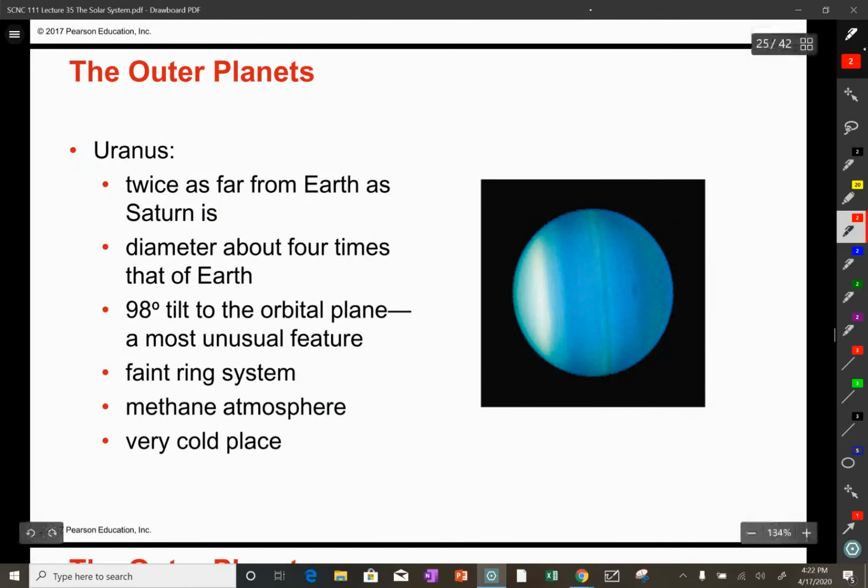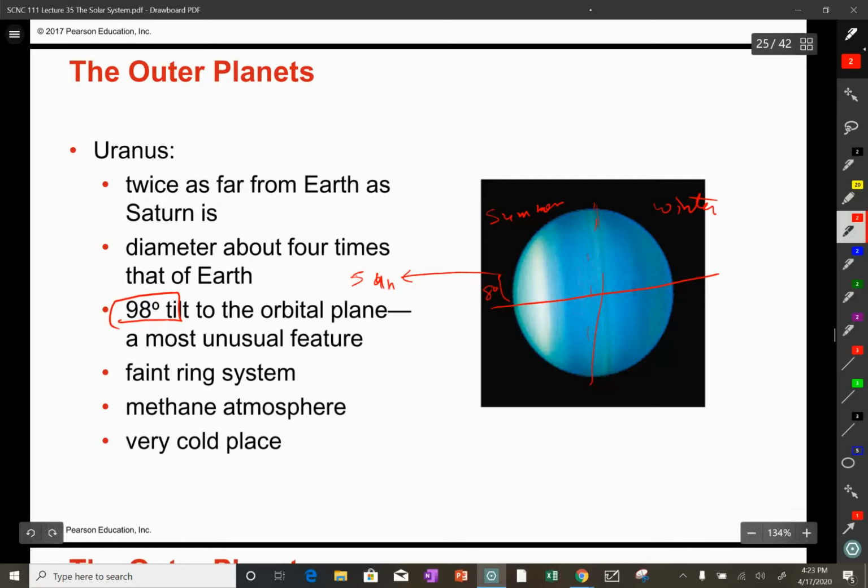Uranus. The 98-degree tilt is the first thing that jumps out to me. So the sun is out here, and its orbital axis is 8 degrees off of having its pole pointing toward the sun. Now, what this means is, in this picture, you would have basically 1/2 of the planet in summer, and 1/2 of the planet in winter. So that's a long, hot summer or a long, cold winter.